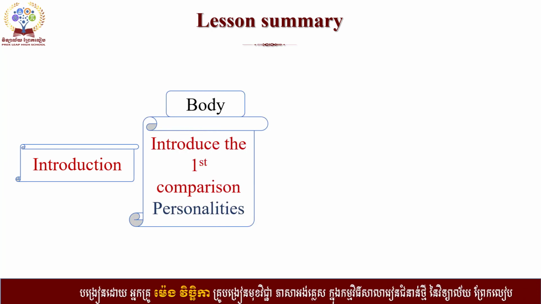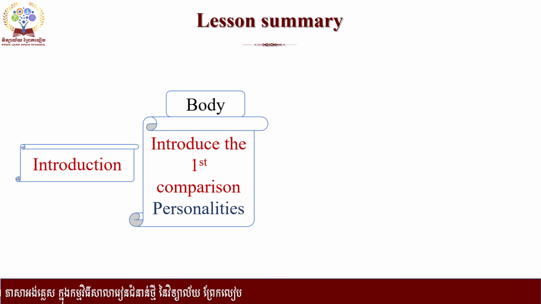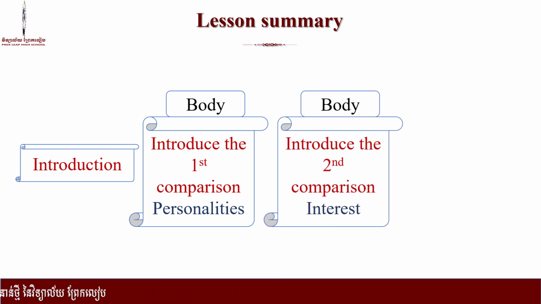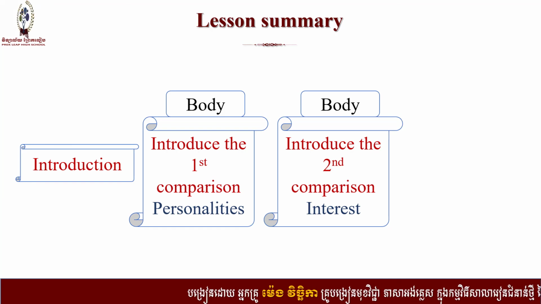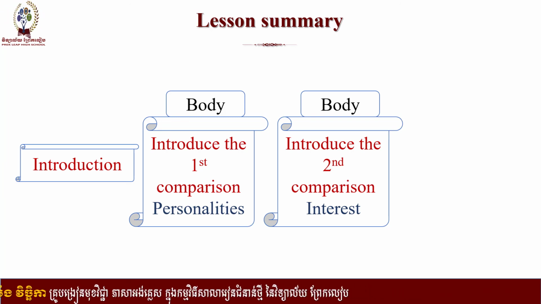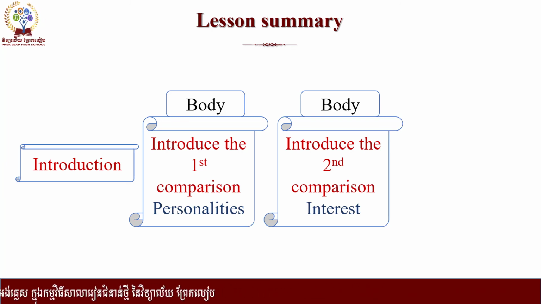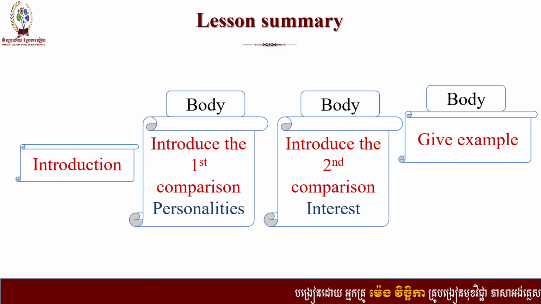Okay, and next is the body. So in the body, you introduce the first comparison in terms of the personality. And in the next body paragraph, talking about the second comparison in terms of interests. And you can add more information as you want in the body by introducing a third comparison or a fourth comparison. But in the sample writing, they introduce the first and the second comparison in terms of personalities and interests. And the next is about giving examples, to support the ideas that she writes in the writing.